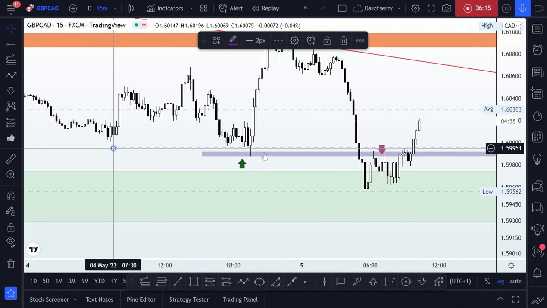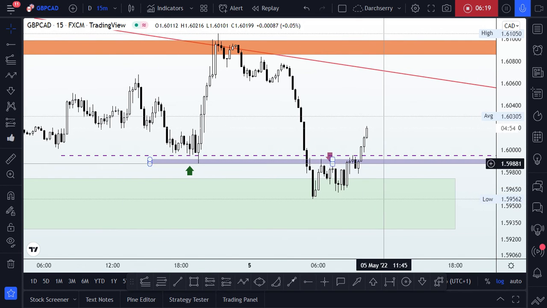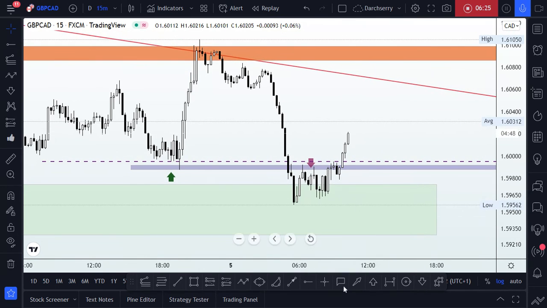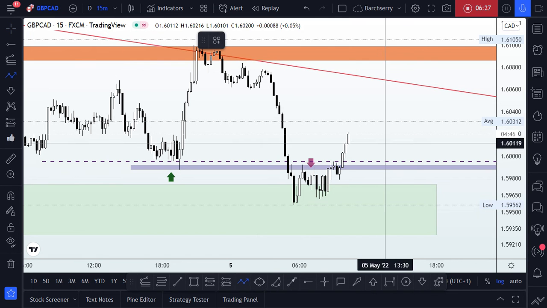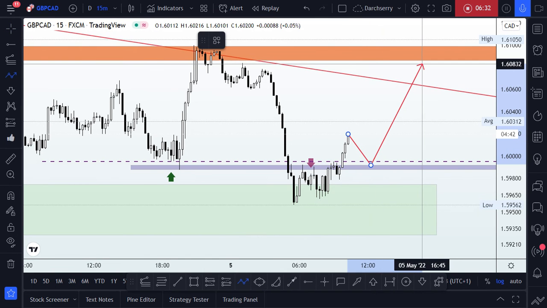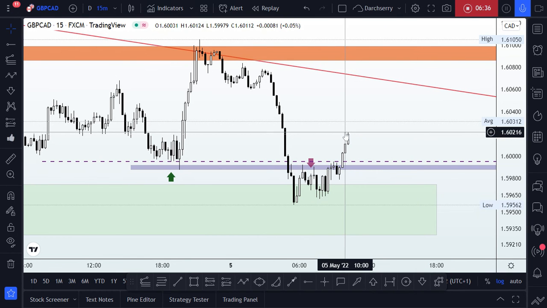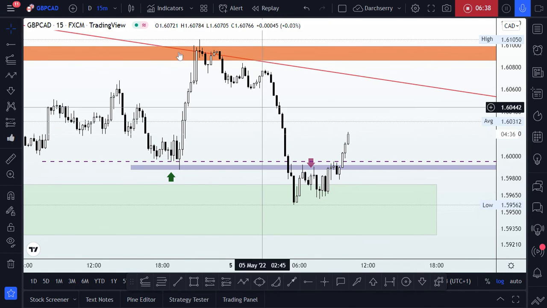I placed the buy limit around this area, and that's about 1.59940, and we'll be looking for a structure where price comes into this neckline and sends price to the upside. So if that happens, then we might be having an opportunity to scoop in quite a lot of pips, a lot of profits on this trade.